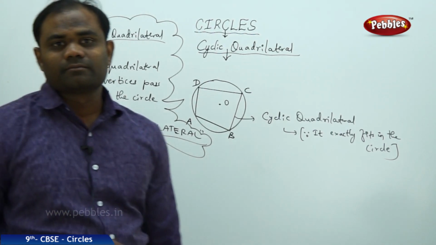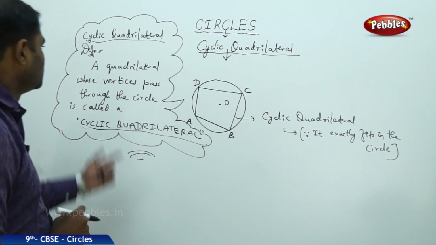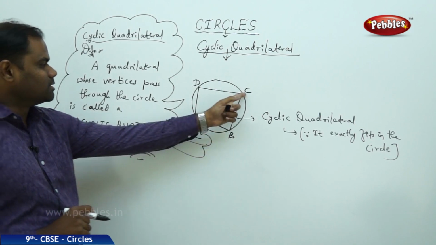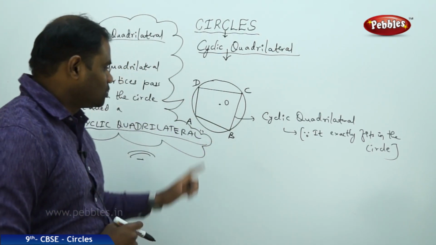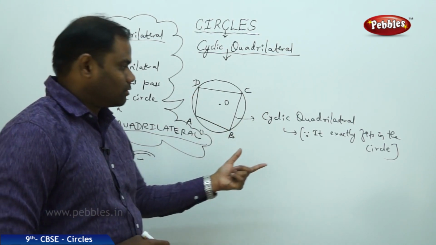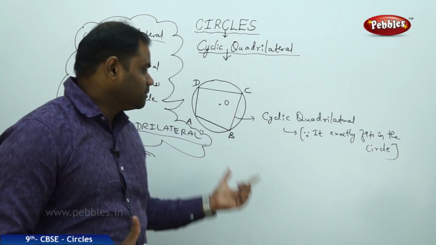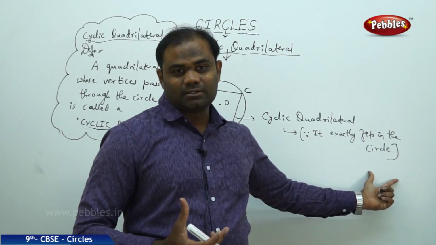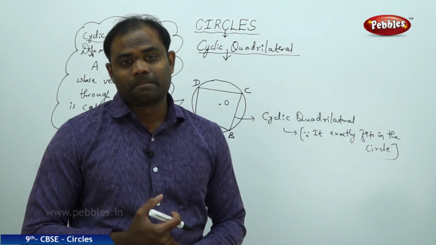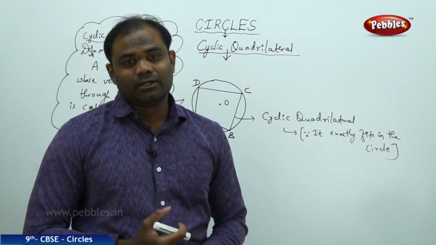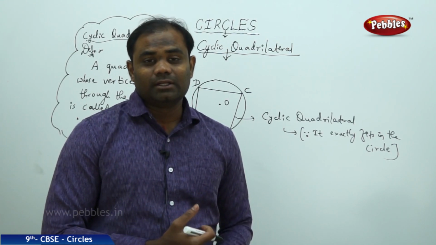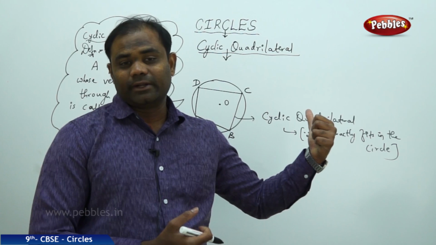That's how we understand a cyclic quadrilateral: a quadrilateral whose vertices pass through the circle. ABCD is a cyclic quadrilateral because all the four vertices A, B, C and D pass through a circle. Or in other words, this quadrilateral ABCD exactly fits in the circle, and hence it is called a cyclic quadrilateral. Every quadrilateral is not cyclic, only a few of them fit exactly in the circle.